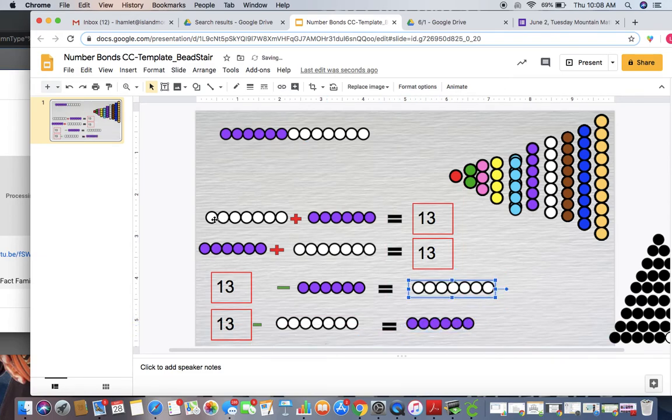So we have 7 plus 6 is 13, 6 plus 7 is 13, 13 minus 6 equals 7, and 13 minus 7 equals 6 as part of our number family.